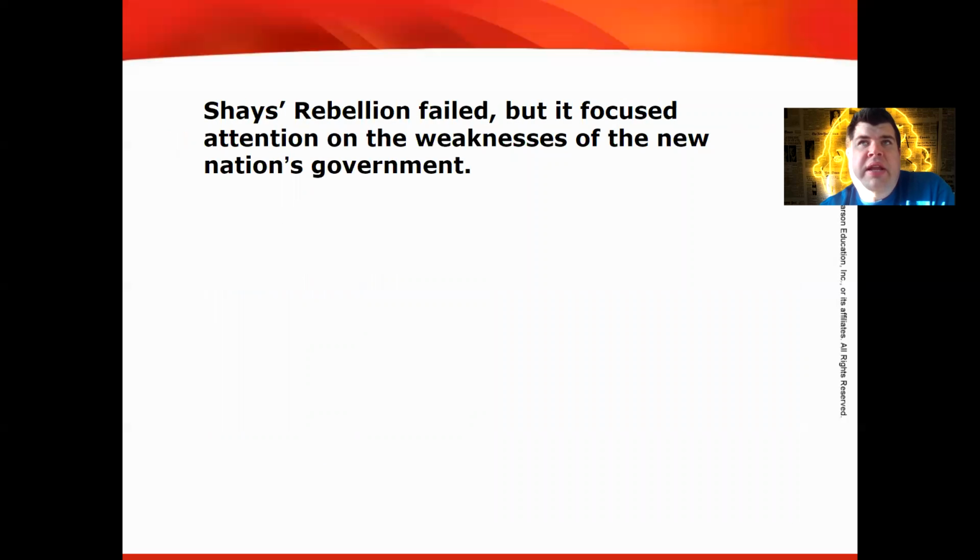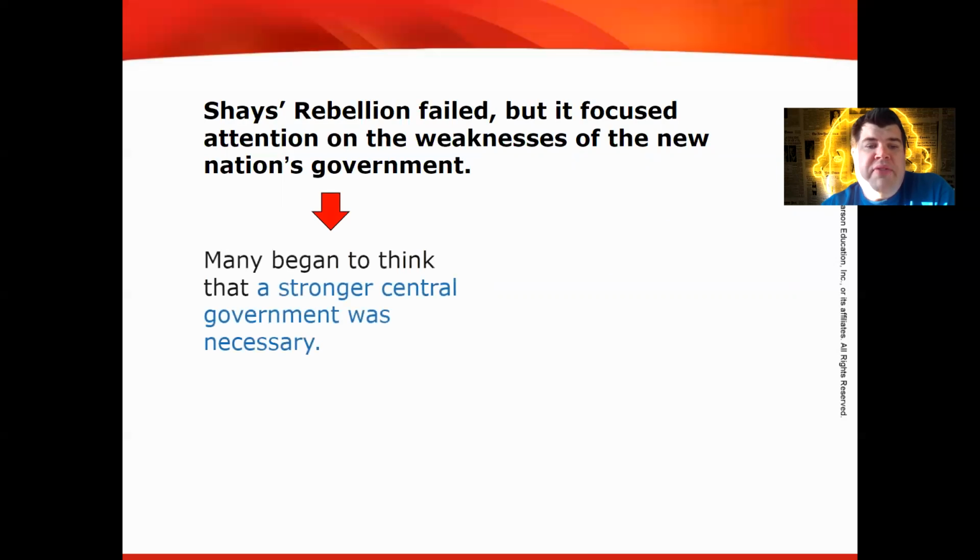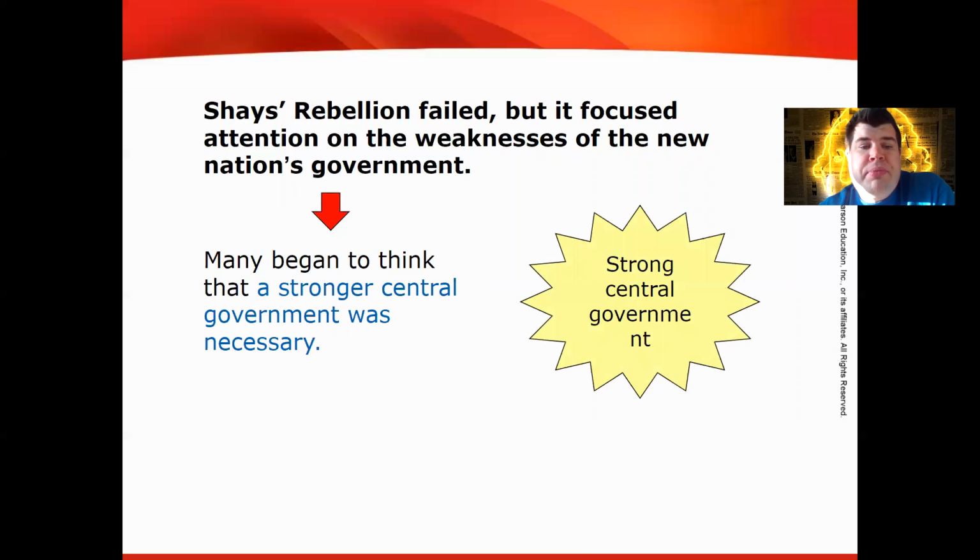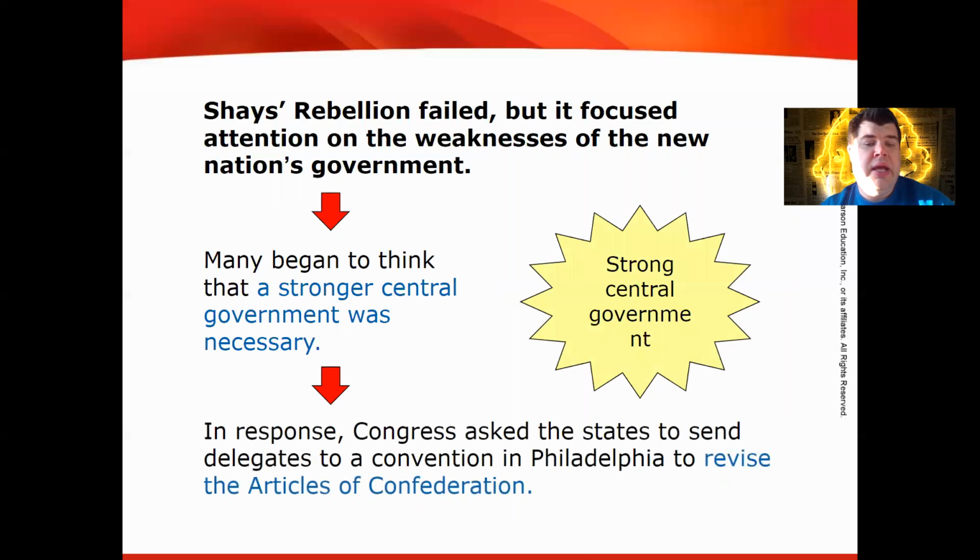Eventually, the government, with Revolutionary War veterans, Horatio Gates, I think, is involved with this, eventually they do put it down. But even though they managed to put this rebellion down, it shows a lot of weakness with the new government. So some people start to think, hey, we made a mistake here. We need to do something different. We need to have a stronger central government.